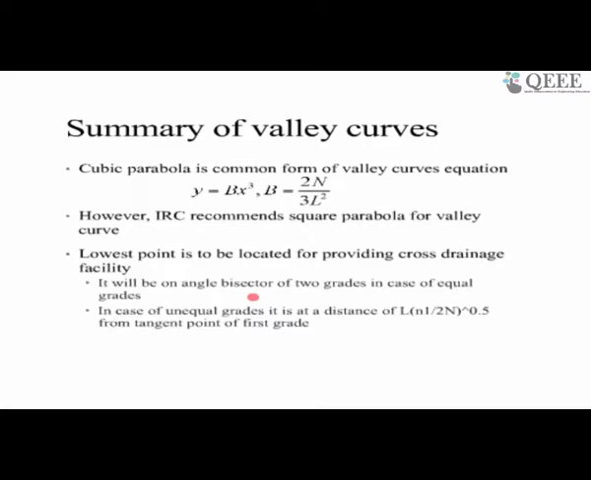And how do we find the lowest point? If it is an unequal grade, you can find it by the distance L times (n1 by 2n) to the power 0.5. It will give you the distance where the lowest point is going to happen from the tangent point. Once you find it, you have to just go there as a field engineer and see whether there is any cross drainage structure and how it is, whether it is adequate or not, and so forth.